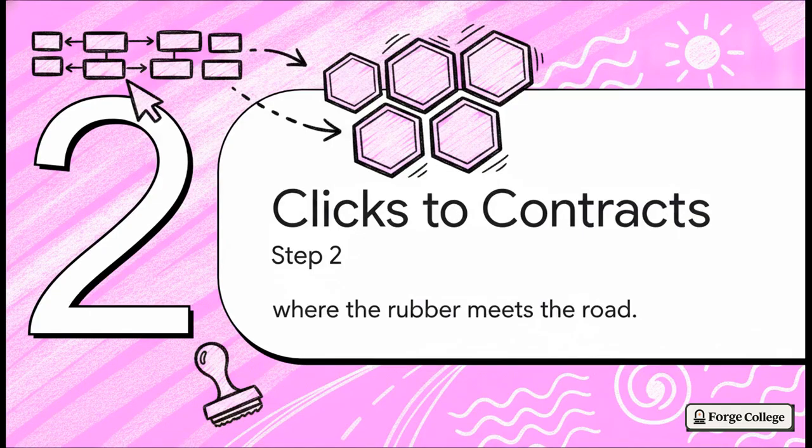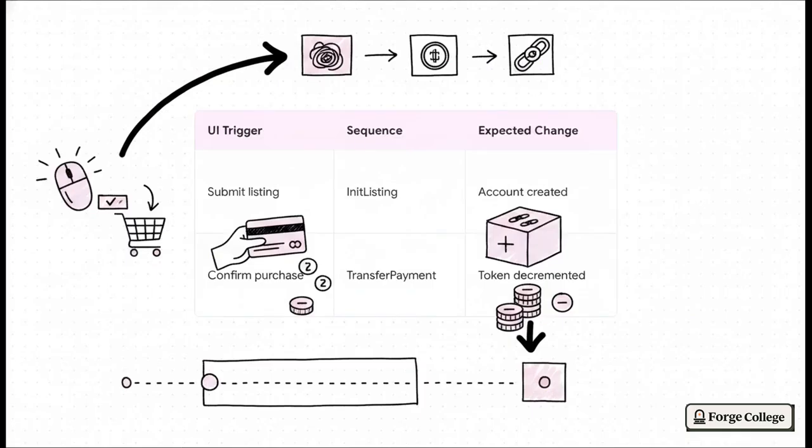Moving right along, step 2, mapping clicks to contracts. Now, this is where the rubber literally meets the road. We have to create canonical, one-to-one mappings for every single user flow you've designed. Building an interaction sequence table is what makes that traceability totally explicit.